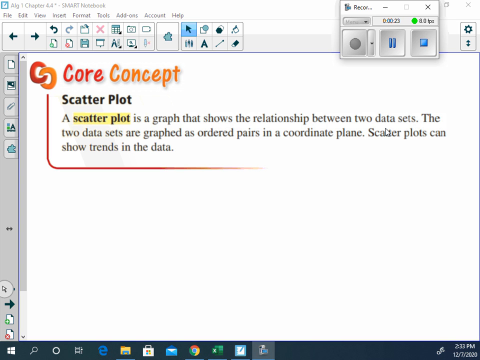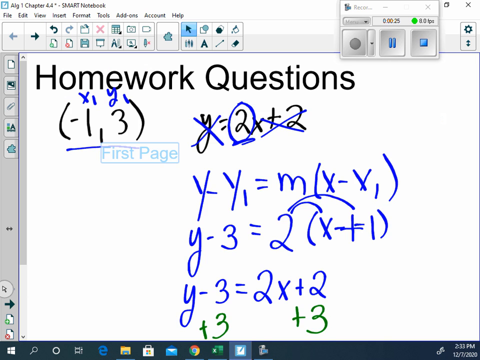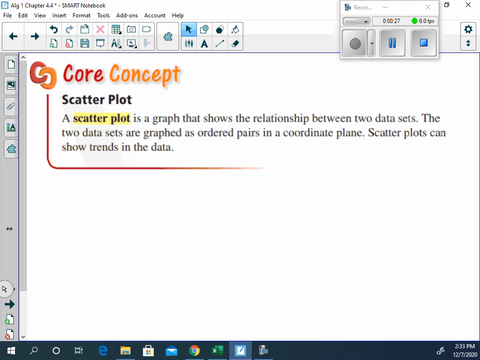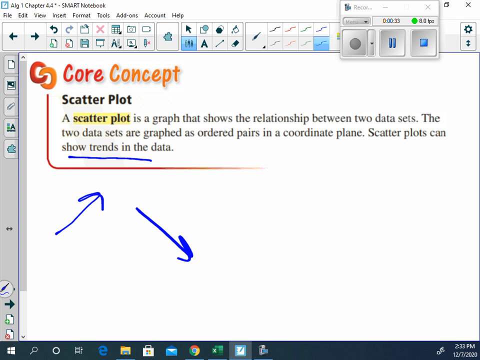Scatter plots can show a trend in the data. That means they're kind of either all going up or all going down. There's a trend as to how the data flows from one to the other.